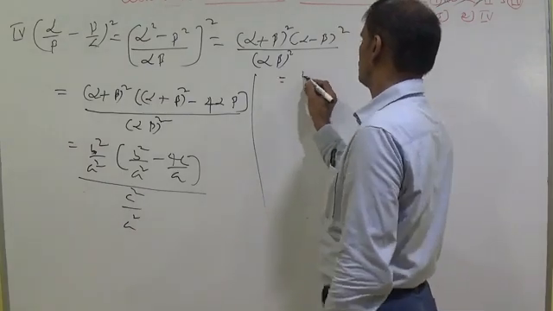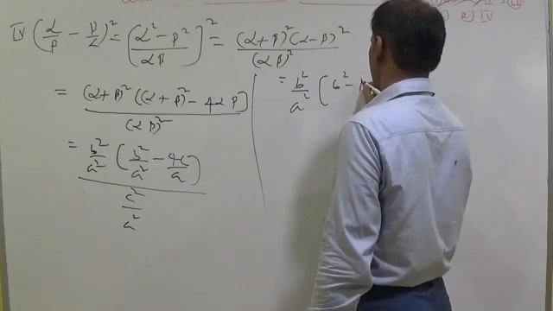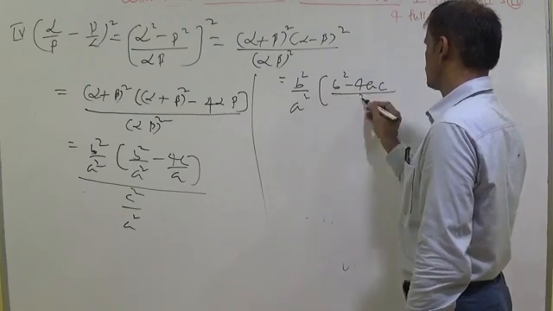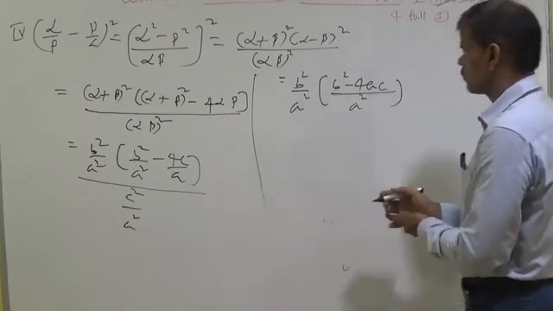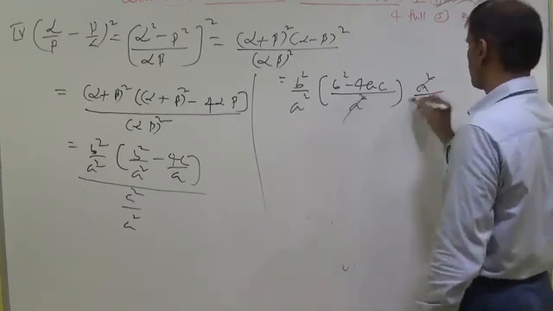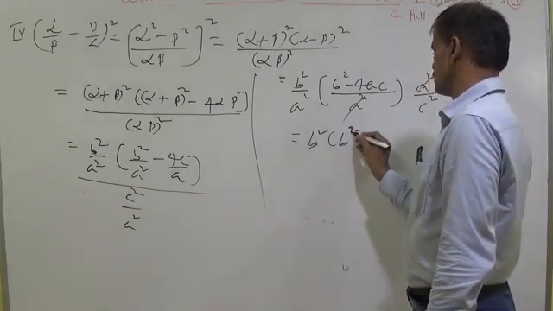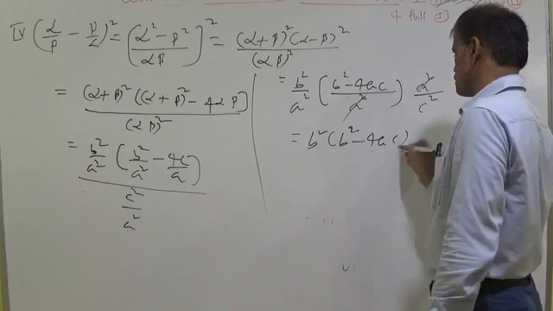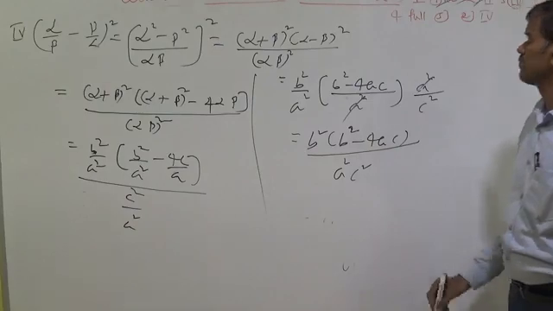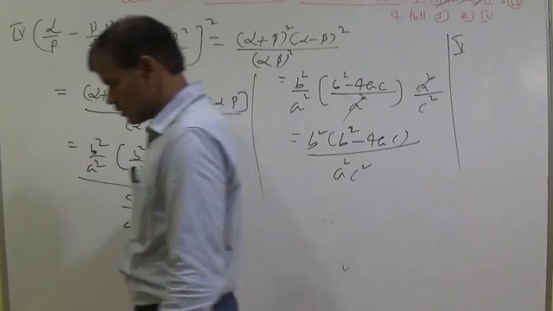Now you can write this one as b square by a square into, taking LCM, b square minus 4ac by a square. B square minus 4ac by a square, taking the fraction in reverse as reciprocal, we get this value as b square into b square minus 4ac by a square c square. Fourth completed. Let us do the fifth question.